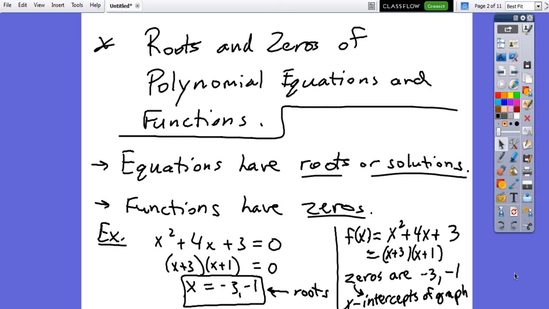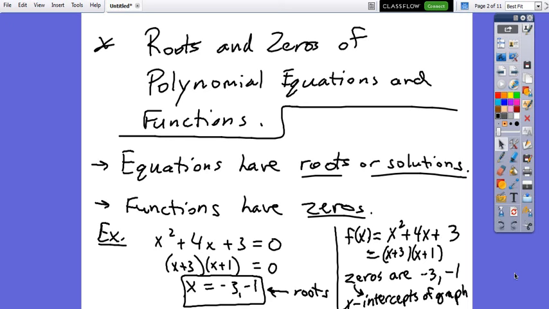Well, over here, I've got the same expression, x squared plus 4x plus 3, but it's not equal to 0. It's equal to f of x, function notation. Well, I'm going to factor it exactly the same way. I'm going to get exactly the same answers, but I'm not going to call them roots this time. I'm going to call them zeros, because these are the values that satisfy the function. These are the values that zero out the function.